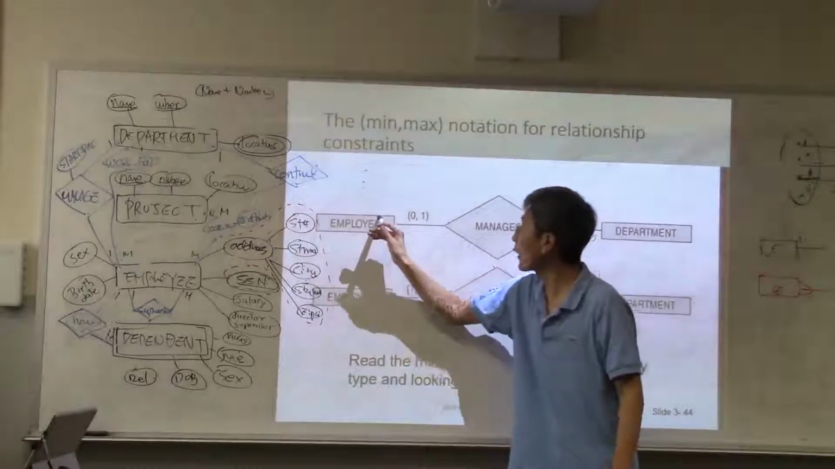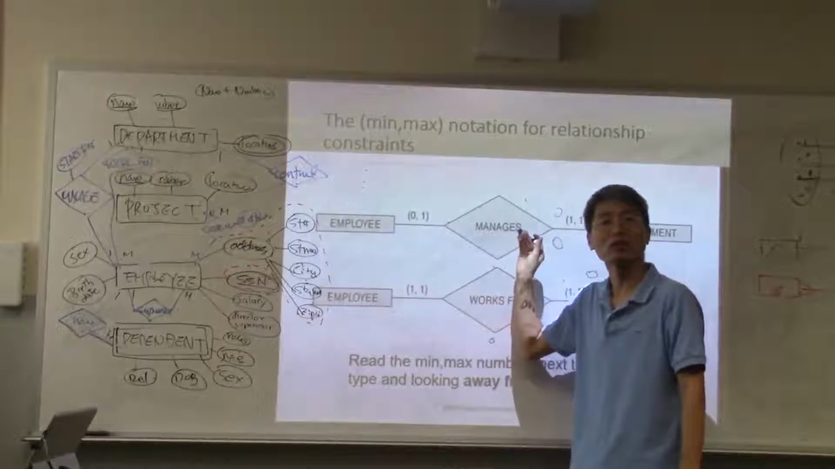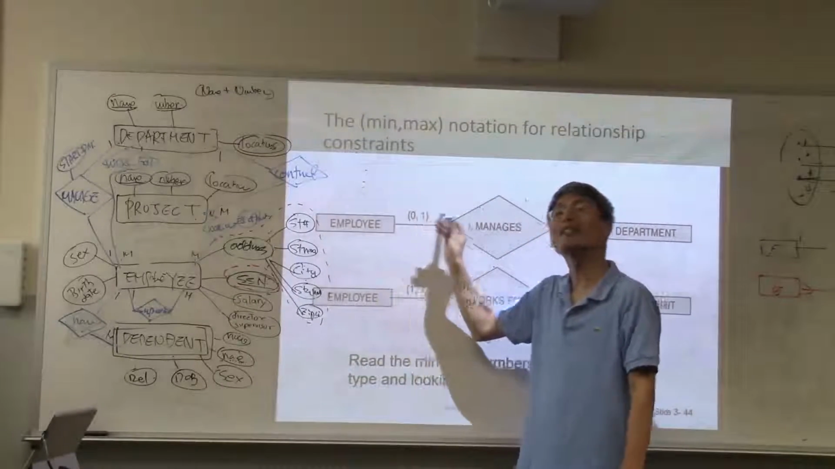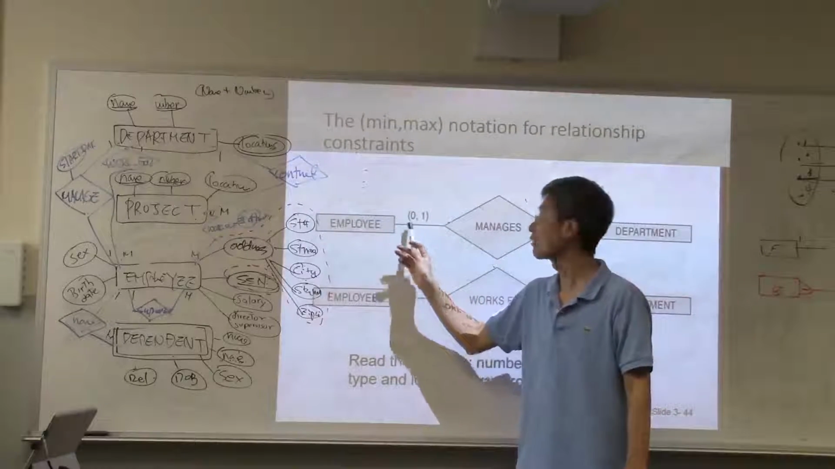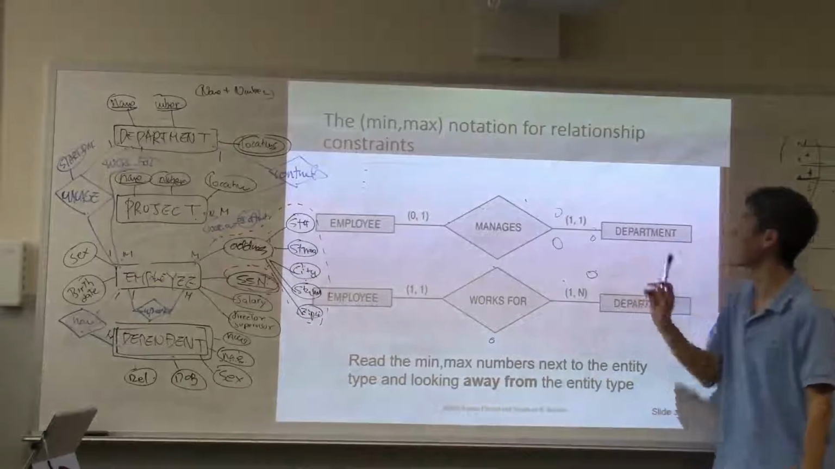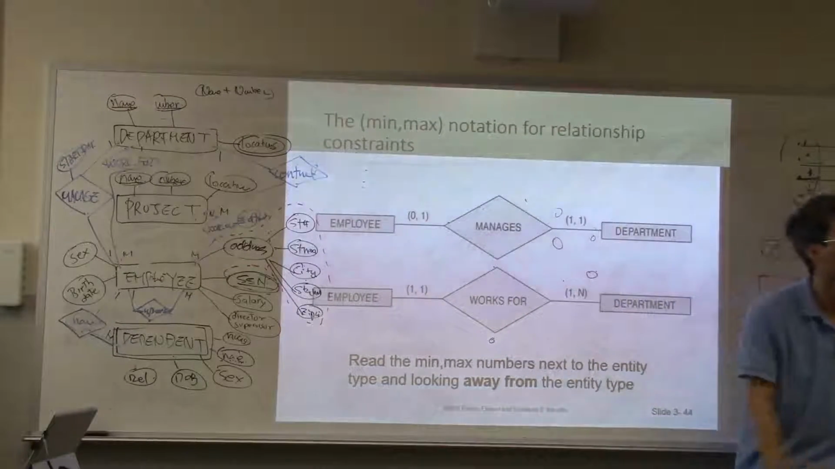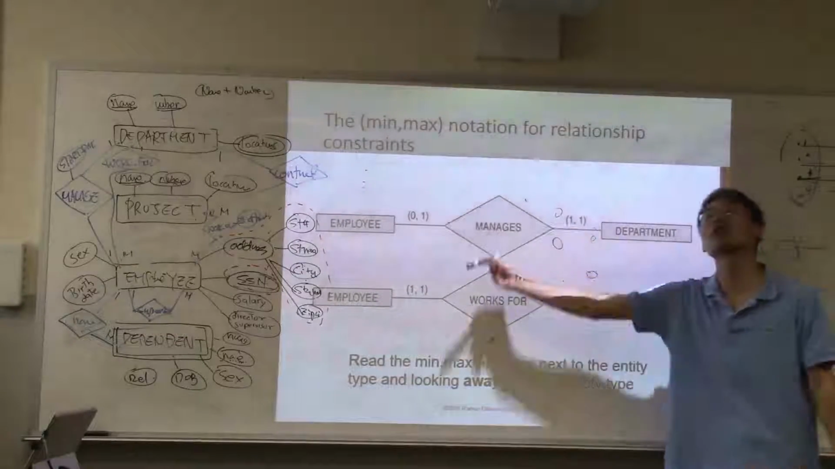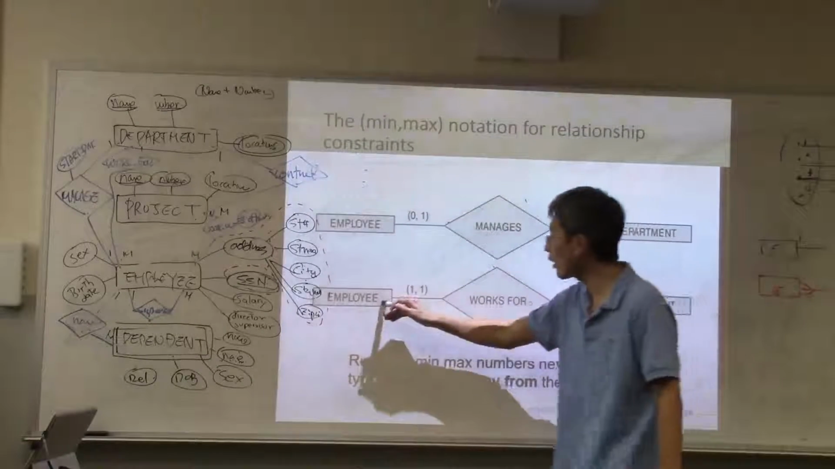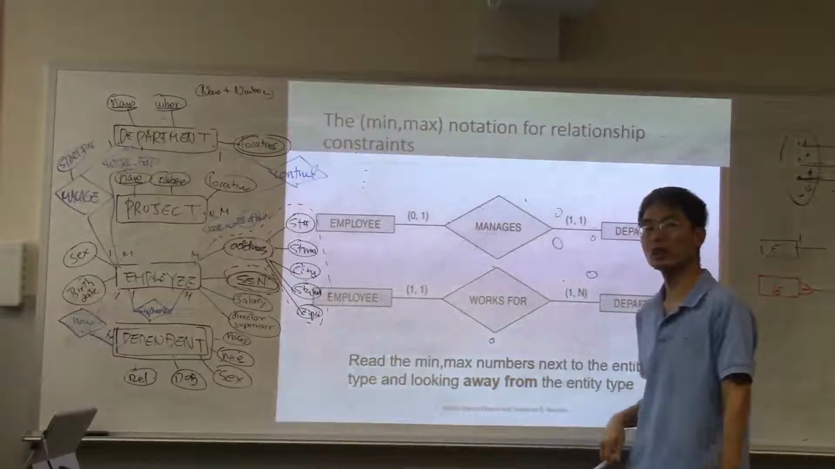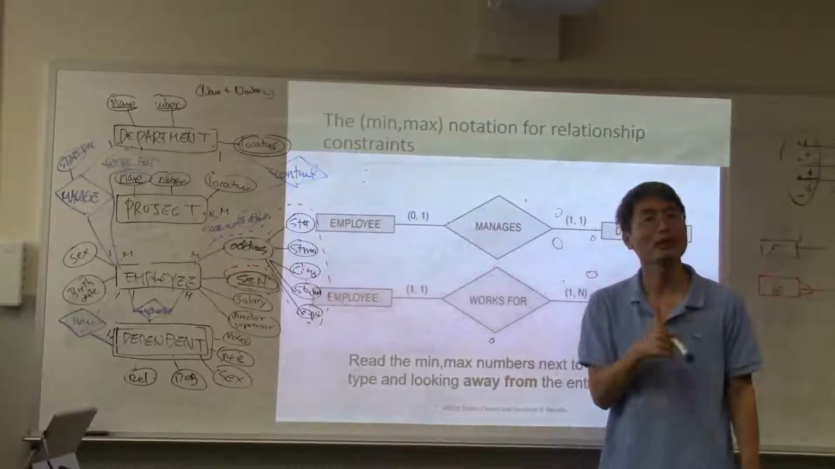Manager. Employee. Each employee can manage 0 department minimum, maximum 1 department. In other words, it's optional. Right? It can be 0. What about the department? Department is managed by minimum 1, maximum 1, which means it's mandatory. We don't have to use a double line. Just minimum and maximum. What does that mean? For employee, minimum 1 working department, maximum 1 working department, which means it's mandatory.